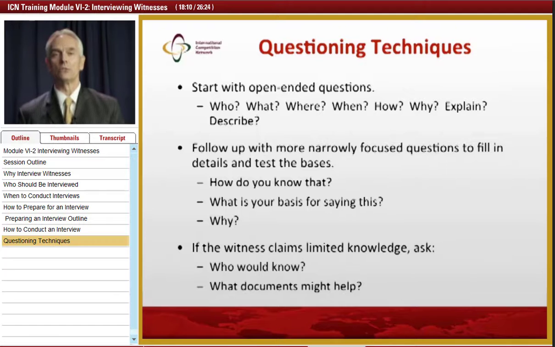Ultimately, sometimes you'll find that the witness will claim that they only have limited knowledge or that they really don't know something that you're asking about. And if that happens, you should ask them, who else would know? What other documents might help? What other people can we talk to? Where might that information be? Can you help me find where I might learn about that?